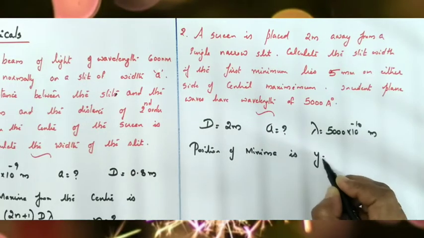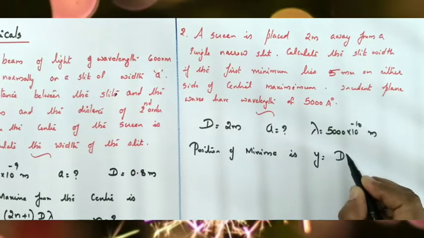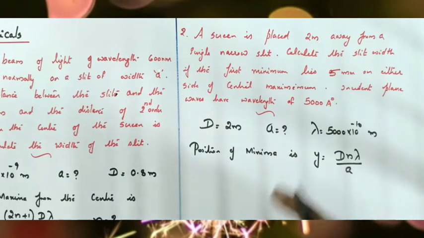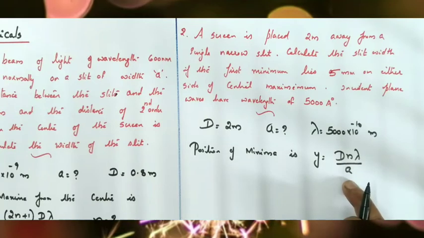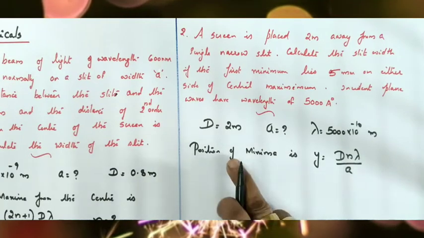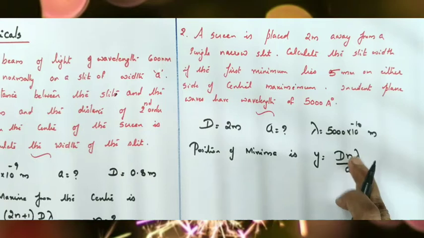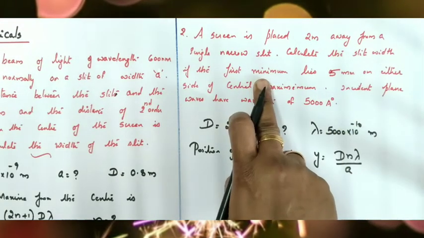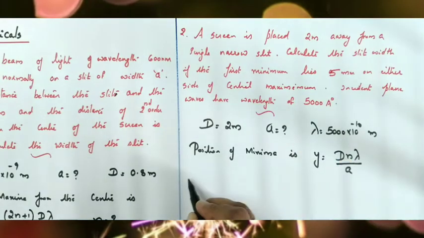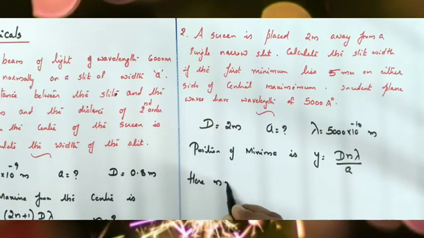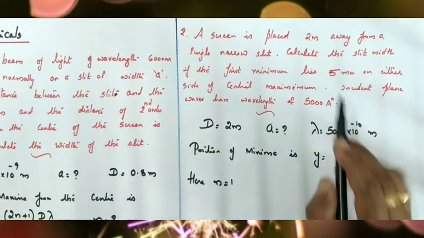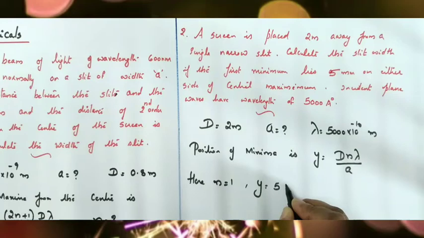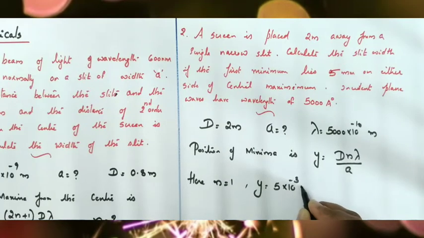The position of minima is y equals, what is the formula for minima? n D lambda by a. In the case of interference, the position of maxima is n D lambda by d. But in the case of diffraction, the position of minima is y equal to n D lambda by a. Here the position of first minima means n equal to 1. Clear? So, y is given as 5 millimeter, that is 5 into 10 raised to minus 3 meter.